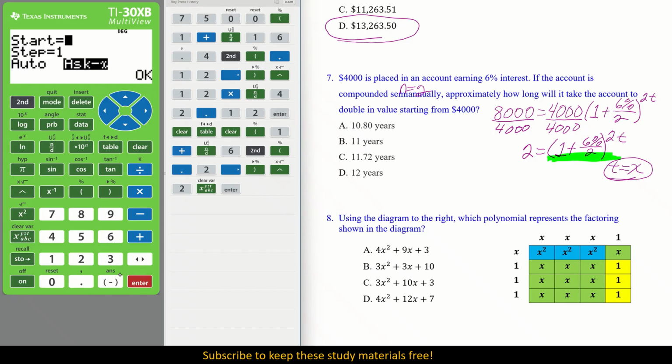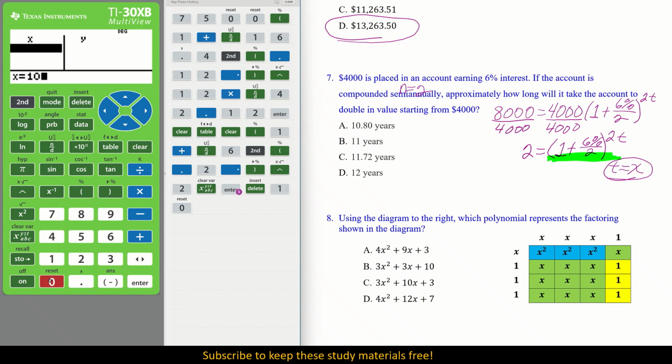Now, push enter. It's set up exactly the way we want it. We want to ask x. Okay, and what are we asking? Each of the options. Okay, so let's test that out. First, we don't have a 10, so that's from an old problem. Delete that. Let's try option A, 10.88 years. Enter. That's not near 2.